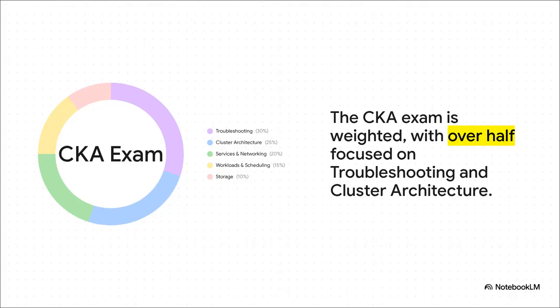And here it is, the key to unlocking your whole study plan. Just look at this breakdown. Troubleshooting is a whopping 30% of the exam. Cluster architecture is another 25%. You know what that means? That's over half your score right there, in just 2 domains. This isn't just a list of topics, it's a data-driven roadmap to success. So where do we start? With the biggest piece of the pie, of course.